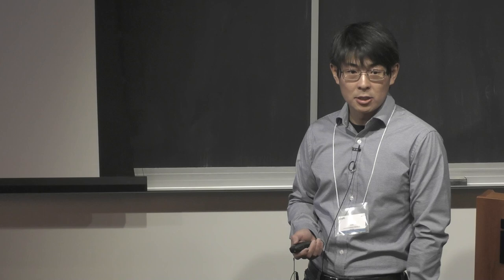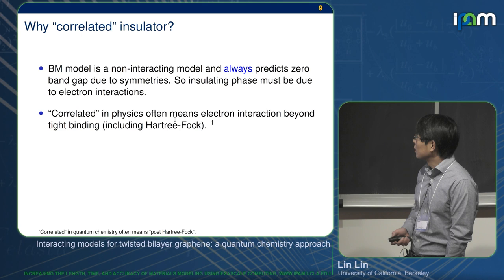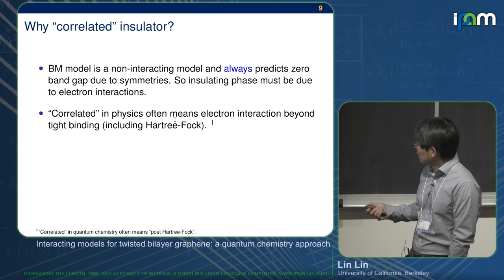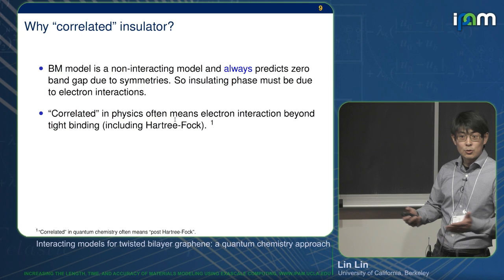So the insulating phase must be due to something, due to the electronic interactions. Correlated in physics, this is something I learned while working on this project, often means electronic interaction at some level, particularly beyond tight-binding or non-interacting models. It could be Hartree-Fock. That's also correlated physics.